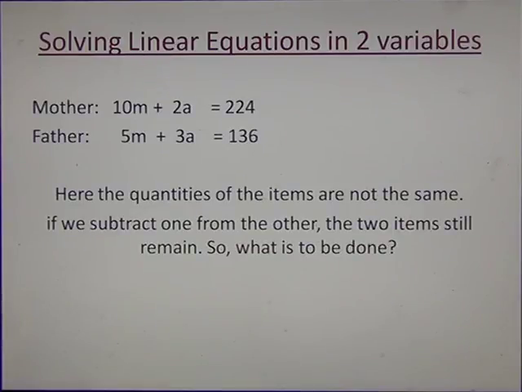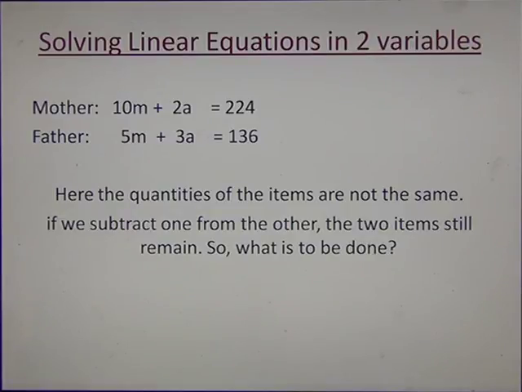So we'll take another example. Mother buys 10 mangoes and 2 apples for 224 rupees, and father buys 5 mangoes and 3 apples for 136 rupees. So here the quantities of the items are not the same in the two equations. Either we wanted the quantity of mangoes to be the same or of the apples to be the same, but here none of that is true.